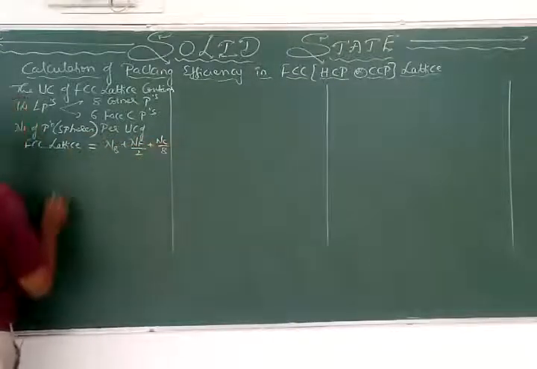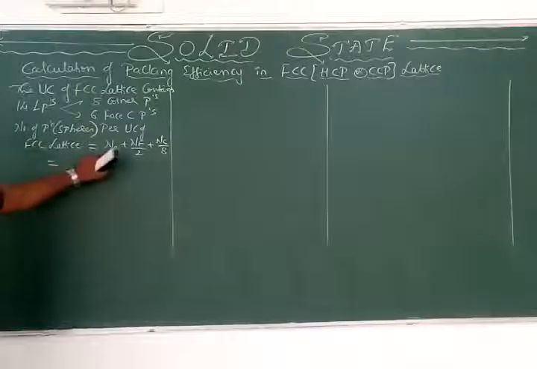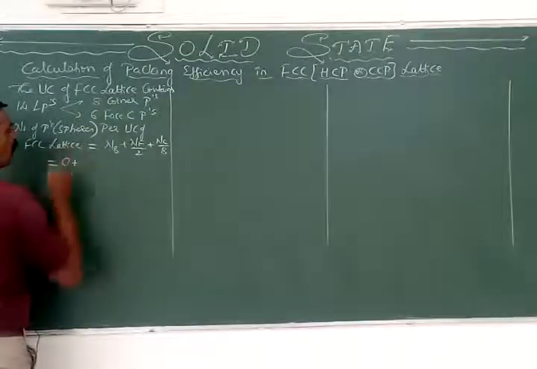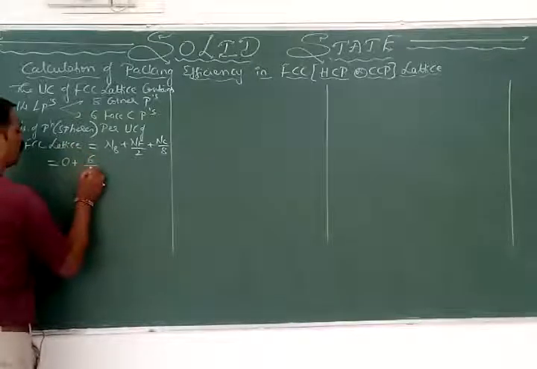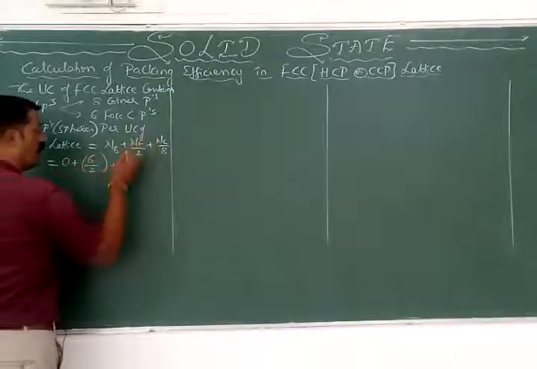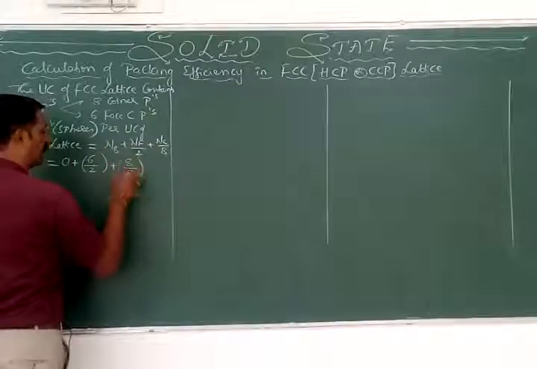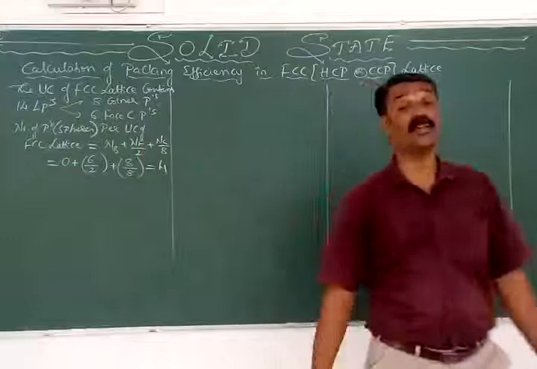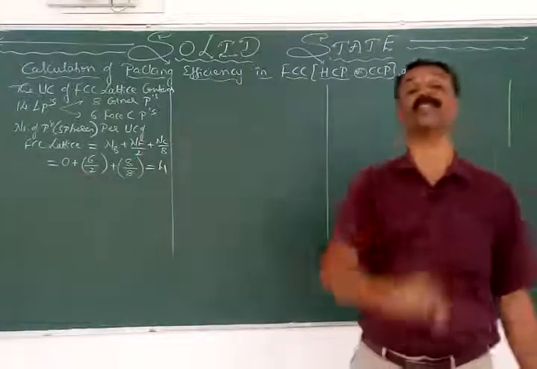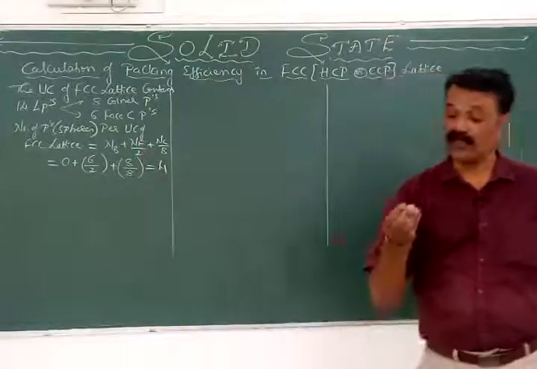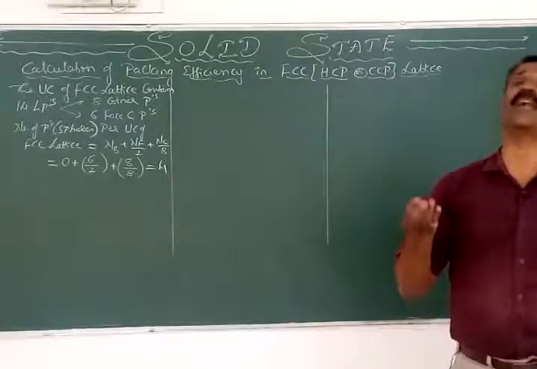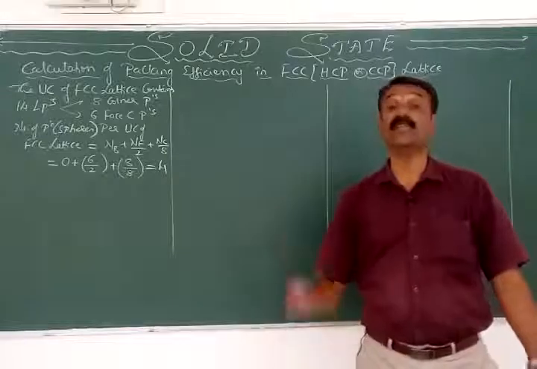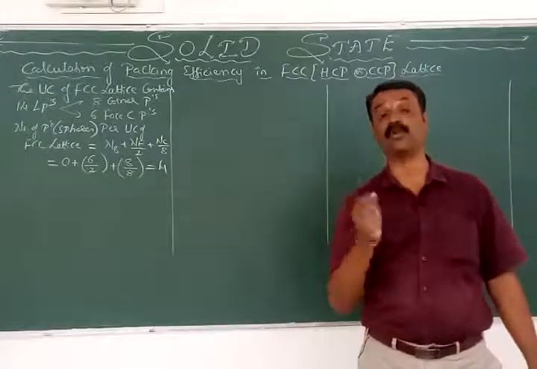That is equal to, there are no body centered particles, therefore 0 plus how many face centers we have? 6. 6 divided by 2 plus now corner particles are 8, divided by 8. That is equal to 4 here. What is 4? The number of particles or spheres present per unit cell of face centered cubic lattice, or indirectly hexagonal close packing, or cubic close packing.